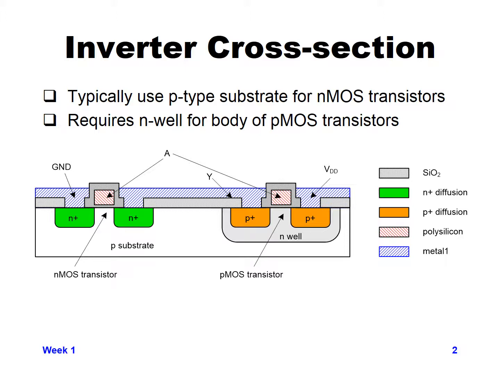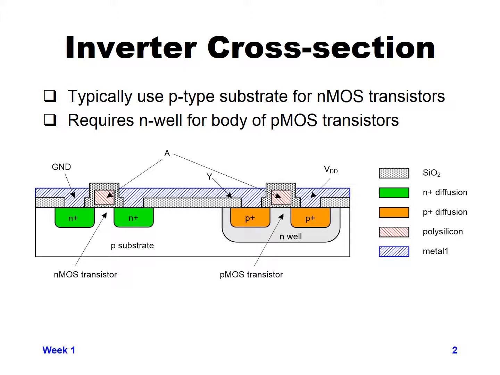You can see on the left-hand side of the diagram, we have an NMOS transistor where we have two N+ regions that are formed in the P substrate that will form the source and drain of the NMOS transistor. Over top of the area between the source and drain, we'll have oxide for our gate oxide, and there will be polysilicon deposited for the gate of the NMOS transistor.